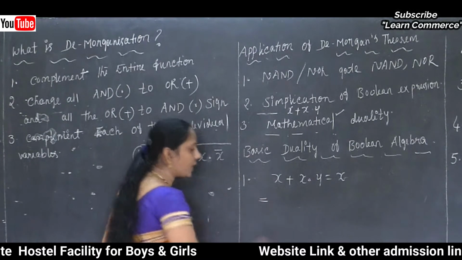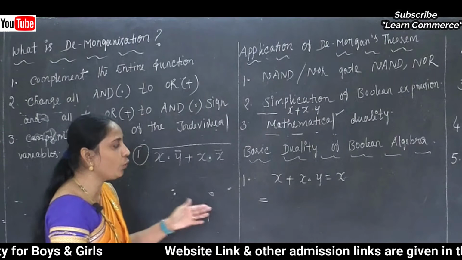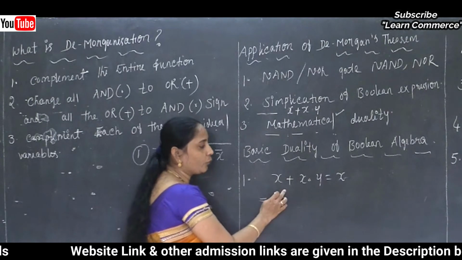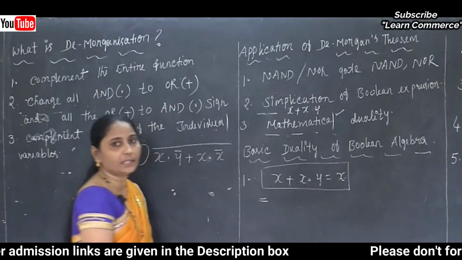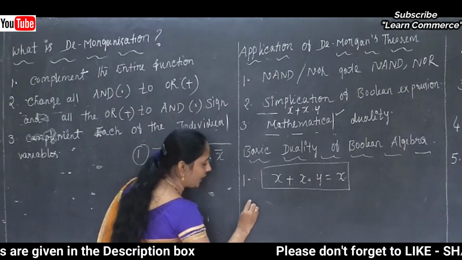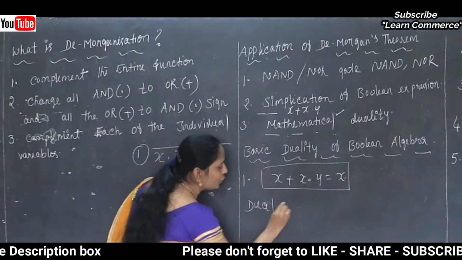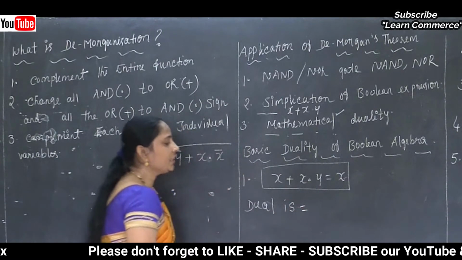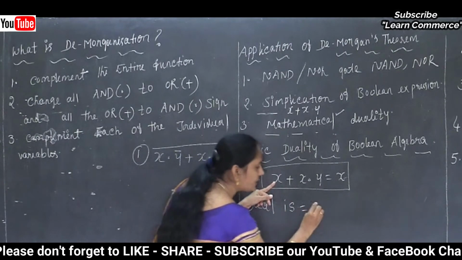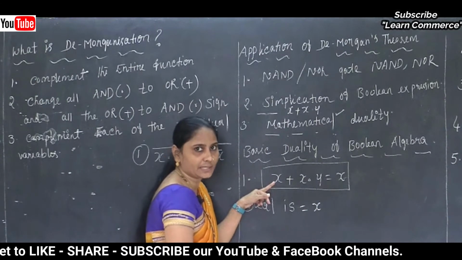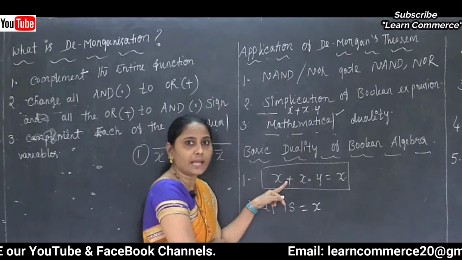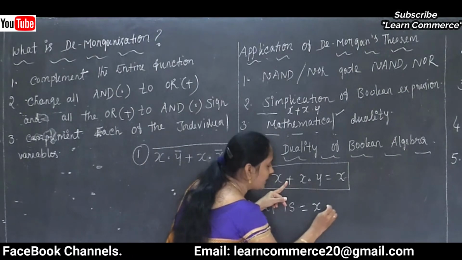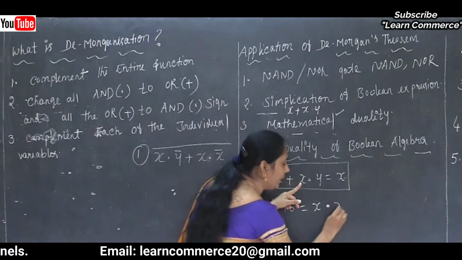So the first question: how are we going to get the dual of x plus x and y is equal to x? So this is the question. How are we going to write the answer for this? For the answer we can write the dual. Okay, the dual is x as it is, no changes in the x here, but plus, we know that the plus sign needs to change to the dot sign, okay, and x, no changes.